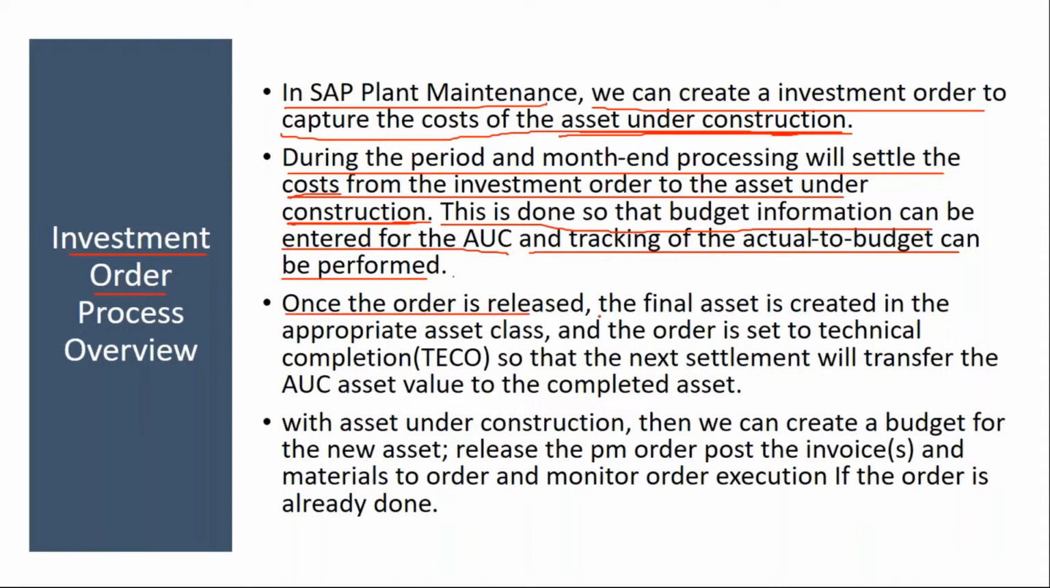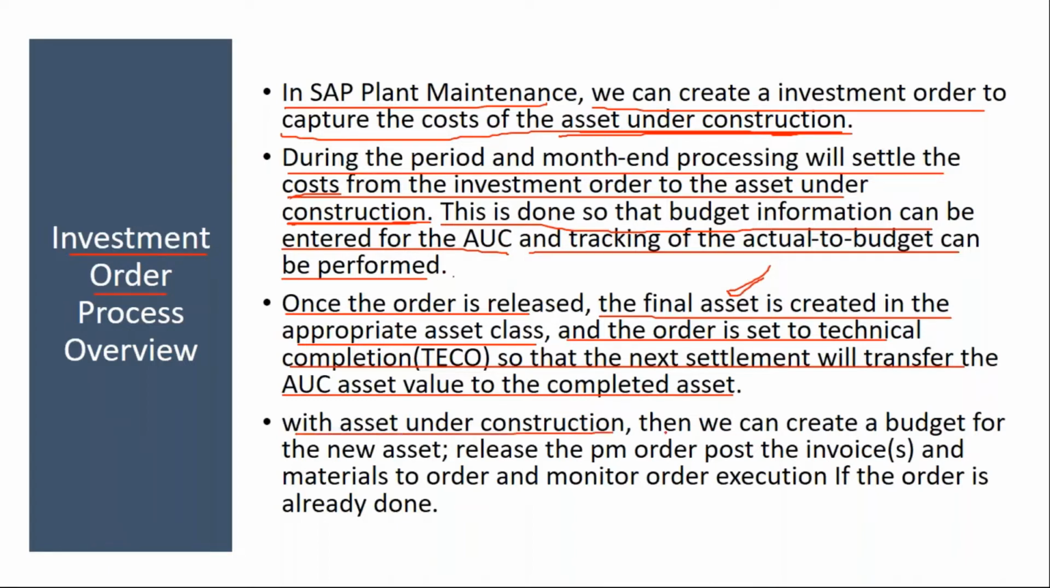Once the order is released, the final asset is created in the appropriate asset class. So when we create the investment order and after that we release the order, the system will create an asset automatically. In the finance department there will be an asset management team, so for them it will create an asset automatically. And the order is set to technical completion so that the next settlement will transfer the AUC asset value to the completed asset. Basically you will settle all the cost to the asset.